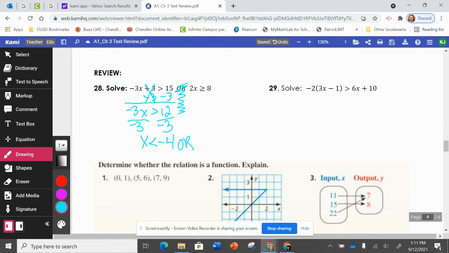I'm going to put my or back there. And then on this right side, the opposite of multiplying x by 2 is dividing x by 2. Now we're dividing by positive 2, so nothing happens to our inequality. It stays the same. 2 over 2 simplifies to 1, and 8 divided by 2 is 4.